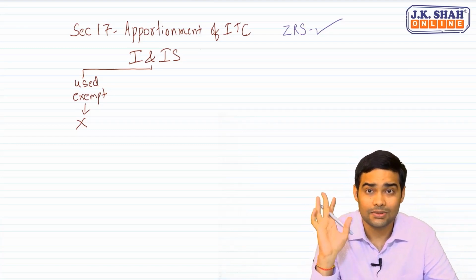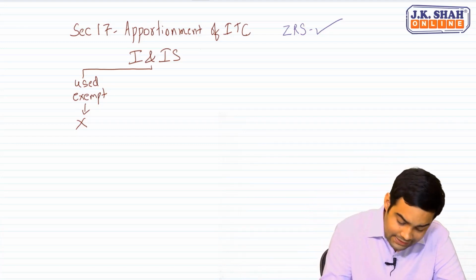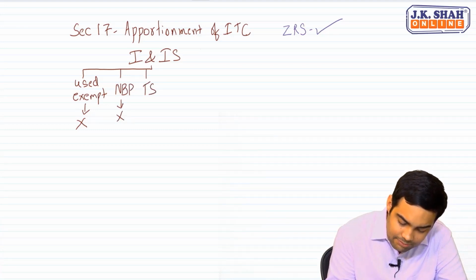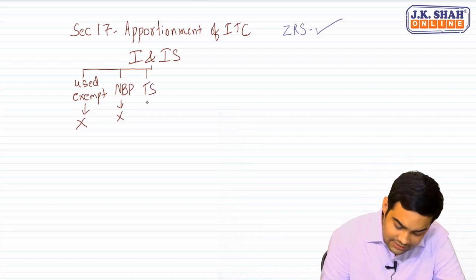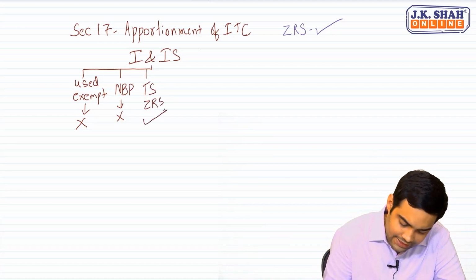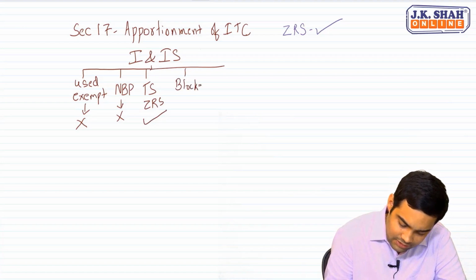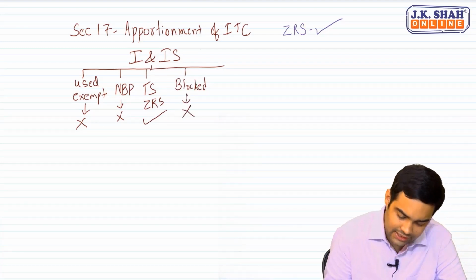Exclusively used for exempt supply, ITC is not available. Exclusively used for non-business purpose, again ITC is not available. If it is used for taxable supply or zero rated supply, obviously ITC will be available. What if it is a blocked ITC? Sir, if it is blocked ITC, obviously you will not get ITC.